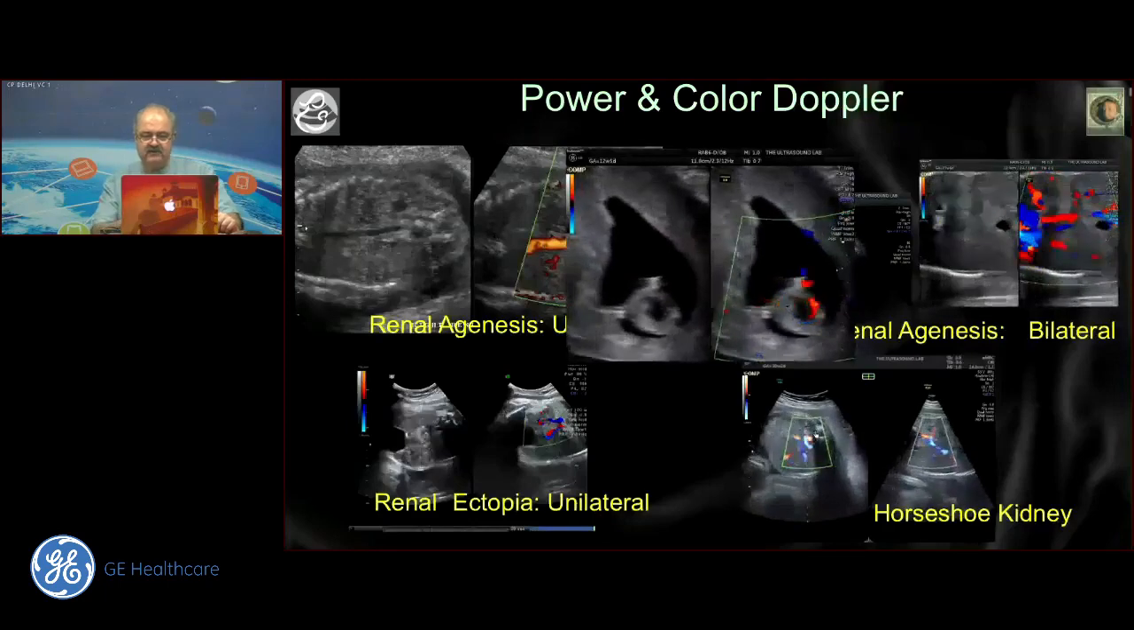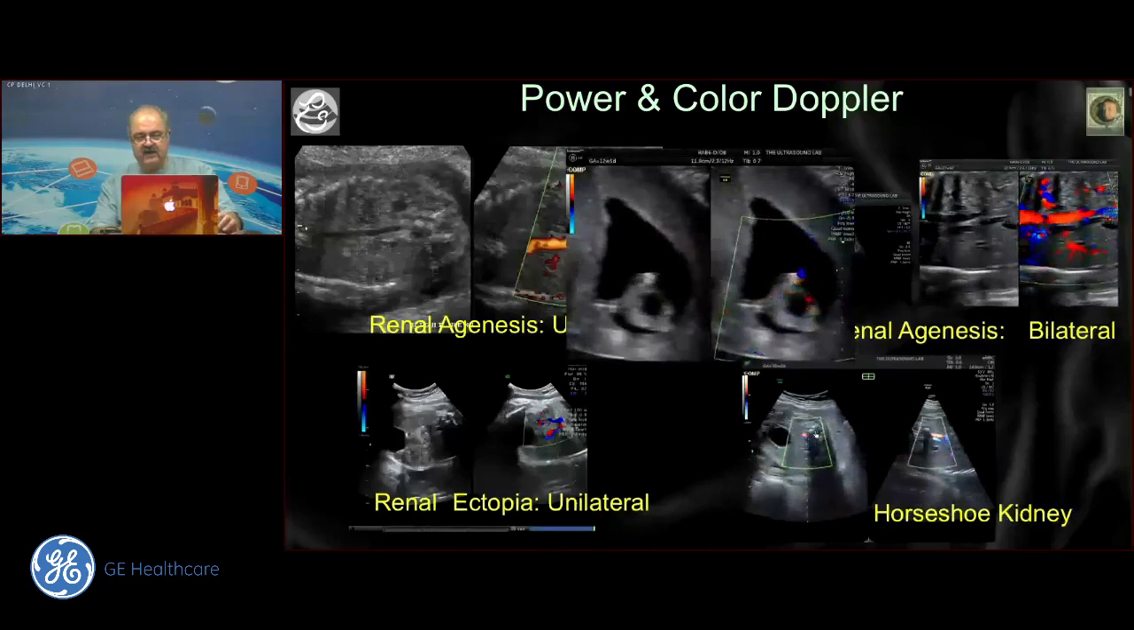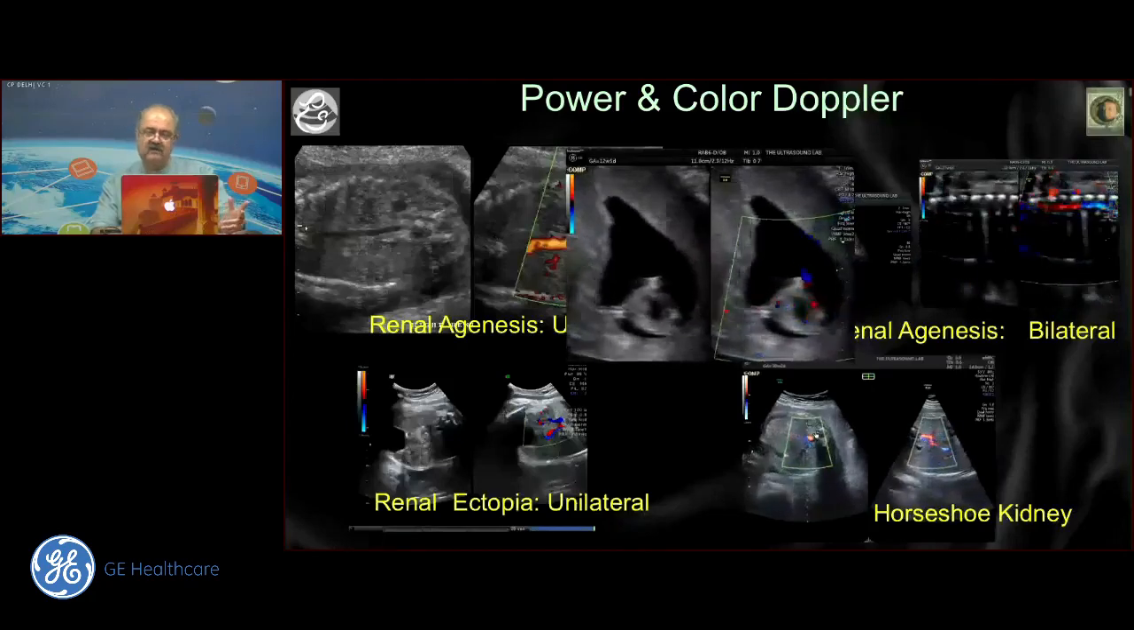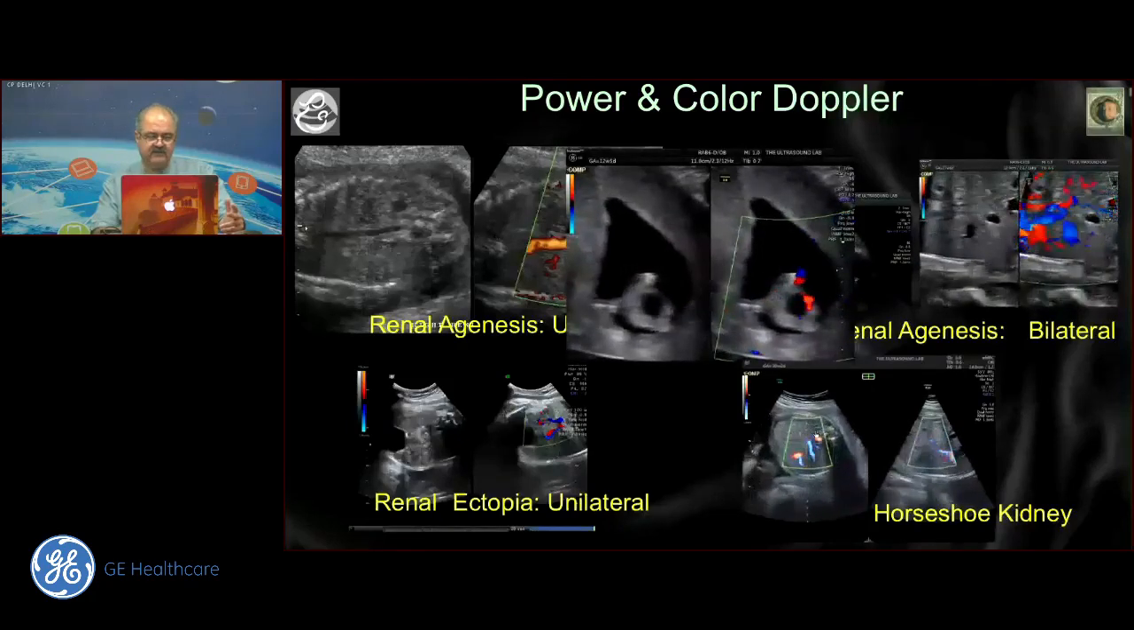We reviewed this fetus when it was a little older, at about 22 weeks, and we confirmed the presence of a horseshoe kidney, of course, clinically of no significance.